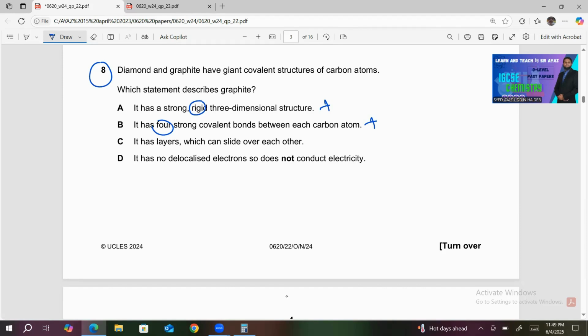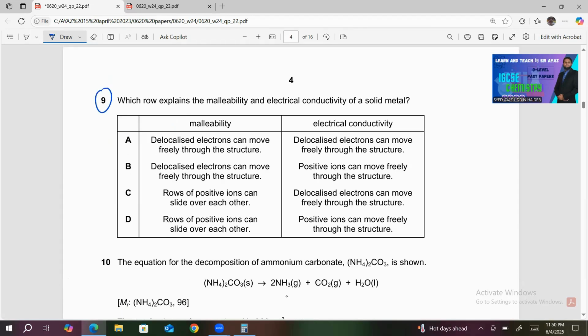C. It has layers which can slide over each other. This statement looks correct to me. For convenience, I am reading the last statement. It has no delocalized electrons. It has delocalized electrons, and it's written that it does not conduct electricity. It does conduct electricity. This is also incorrect. So C must be the right statement in this case. Moving to next MCQ, which is number 9.